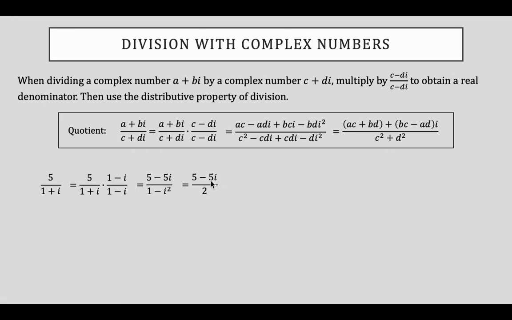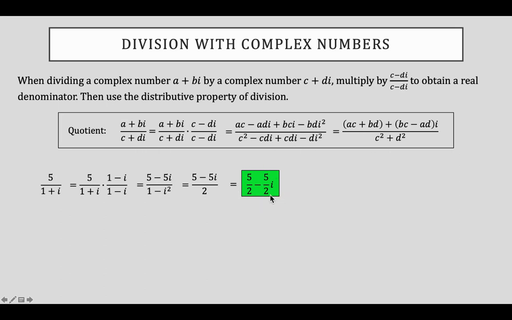Now, I would accept this as a final answer, all right? However, if it is possible to reduce either of the fractions, you must use the distributive property of division to reduce the fractions. In this case, it's not completely necessary, but you certainly could split this up into two separate fractions, 5 halves minus 5 halves i.